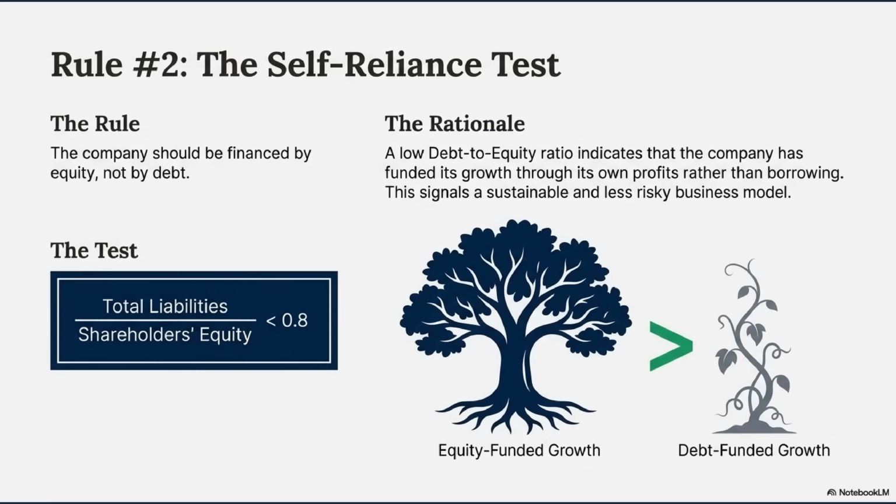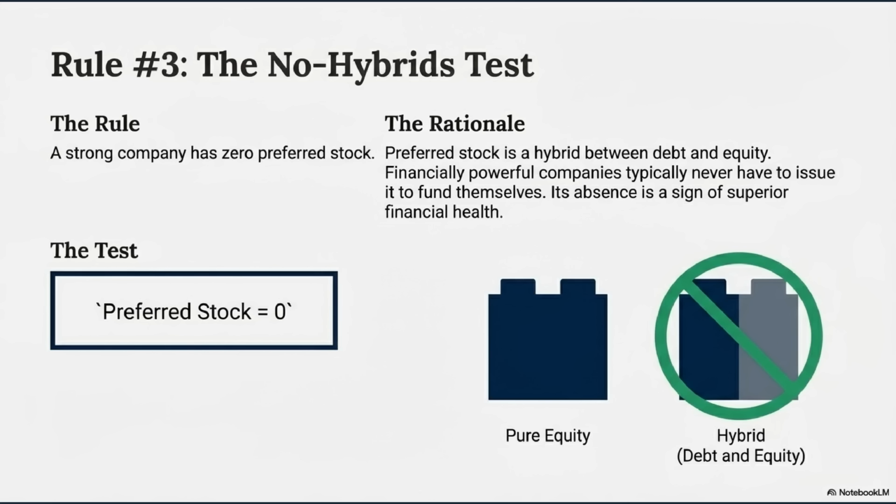So let's use a simple example. If a company has $4,000 in liabilities but a really robust $12,000 in equity, the ratio is 0.33. Strong pass. A very strong pass. But wait, 0.8 seems kind of arbitrary. Why not a clean 1.0? What's the danger zone you hit at 0.9 that's not there at 0.8?